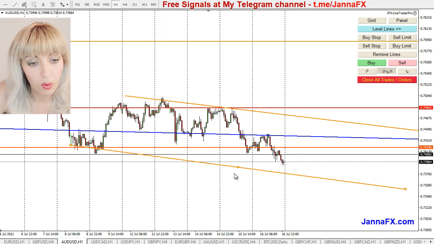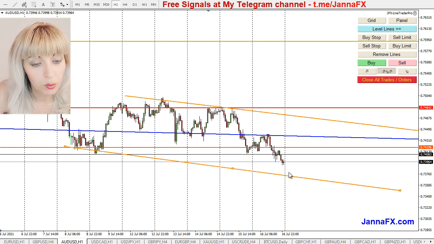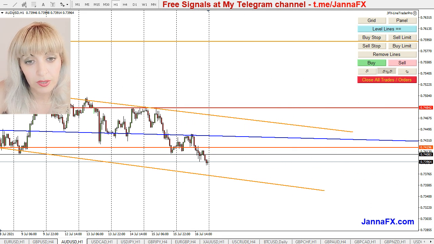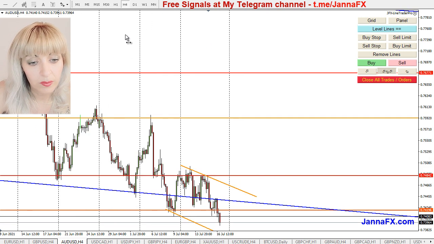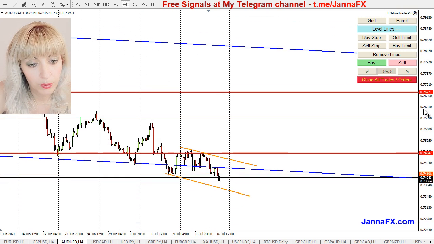So you see, it might go a little bit further down, and afterwards we might have a bit of a correction. So that's why I'm just going to wait for now and see what it is going to be giving me, okay, for the next possibility. So let's just wait a little bit with this.